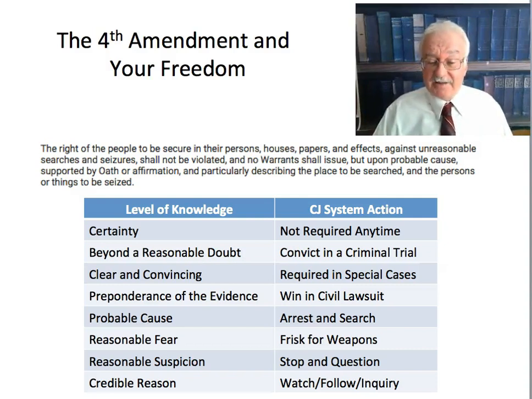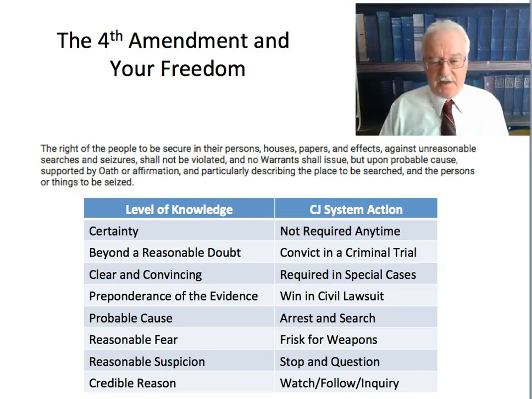Clear and convincing is a higher level of proof. It's not beyond a reasonable doubt, but it's more than preponderance of the evidence. And that is occasionally used in criminal law and other types of laws. To give you an example, in criminal law, we were considering a bill this year that would have provided for so-called red flag gun seizures.